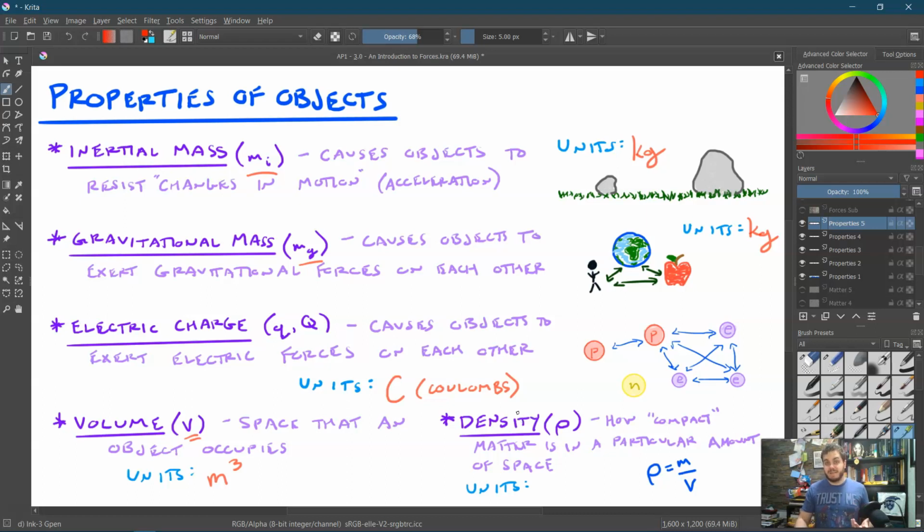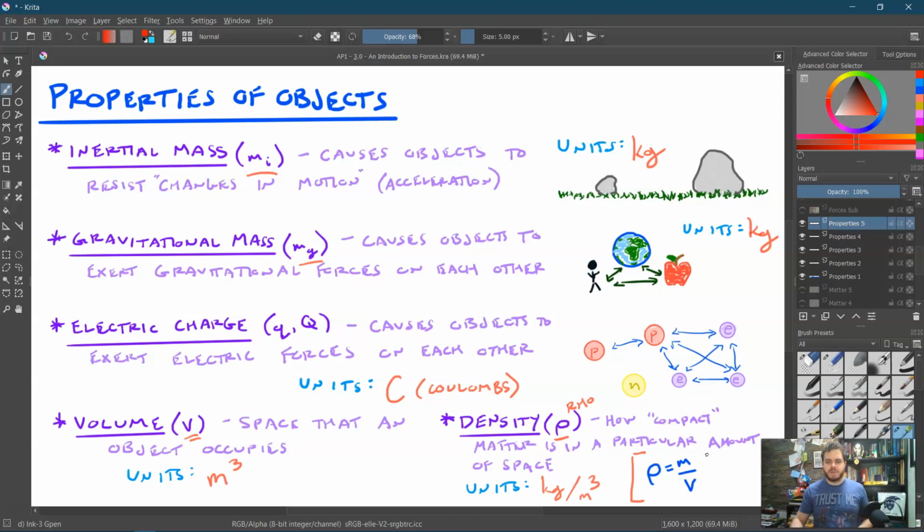And then we also have density. Now, you probably have previously abbreviated density with a D. In physics, we abbreviate it with what is known as rho, R-H-O. It's a Greek letter right here, and it kind of looks like a sad P. And this is how compact the matter, the stuff, is in a particular amount of space. So if you have something that's really dense, there's a lot of atoms packed into a particular amount of space. Not so dense, very, very few atoms packed into that amount of space. Now, the units will be kilograms per meter cubed.